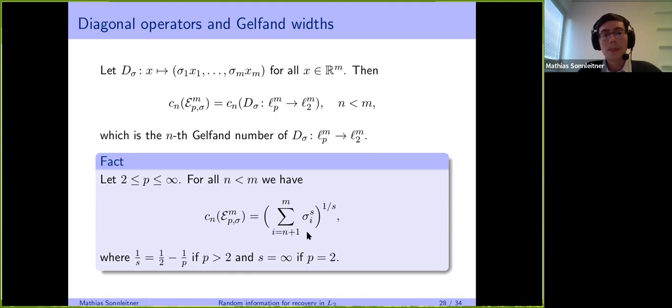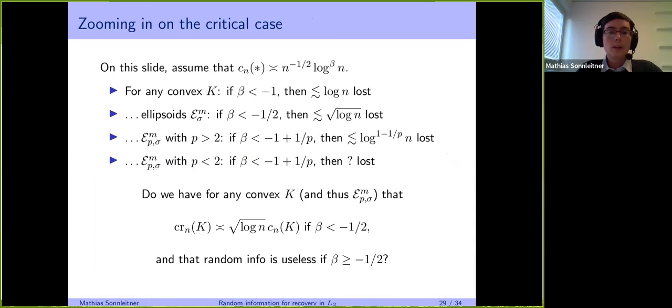And we now compare them. And in the critical case, where the Gelfand widths satisfy n to the minus one over two times log to the beta, where they're equivalent to this, we have the following. And let me mention that if they decay faster than n to the minus one over two, then we again have asymptotic optimality of the random Gelfand widths, at least up to polynomial order.